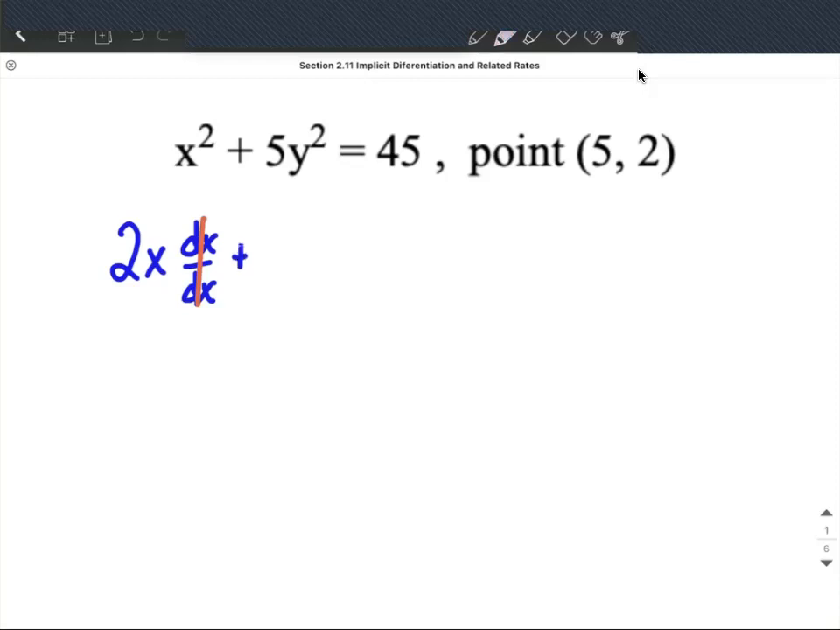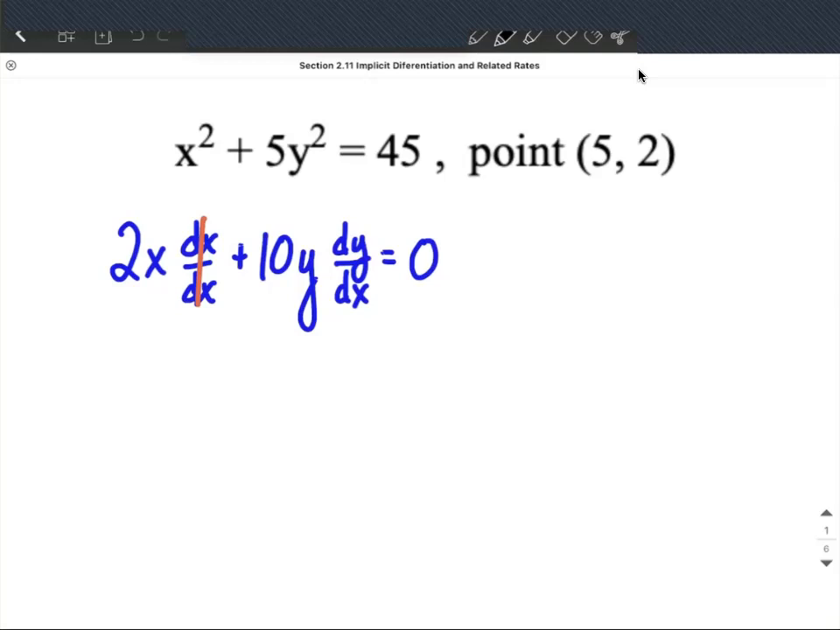On the next term, again power rule this time, but we're going to bring the exponent down and multiply it by the 5 in front, so we're going to get 10y to the first power as we reduce it by 1. But our variable is y this time, so we need to put a dy/dx next to this. Focusing on the 45 on the right-hand side, well, 45 is a constant, so its derivative is going to be a 0.